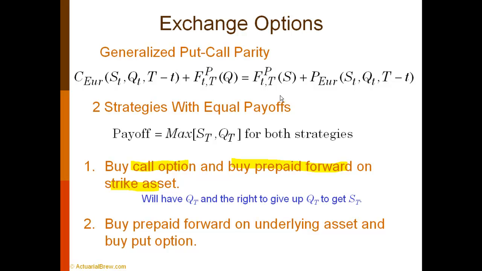Next, let's look on the right side of the equation, and suppose we bought the prepaid forward on the underlying asset, and we also buy the put option, which is the very last part of the equation over to the right.